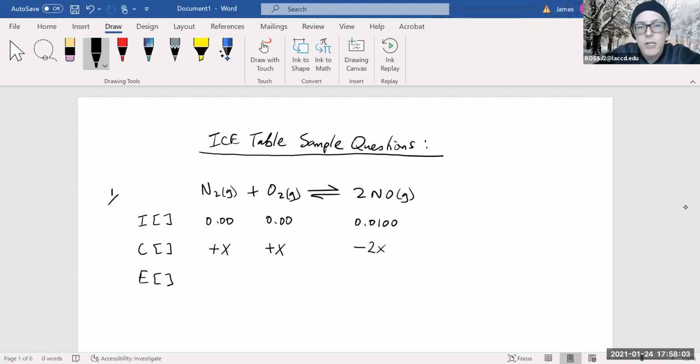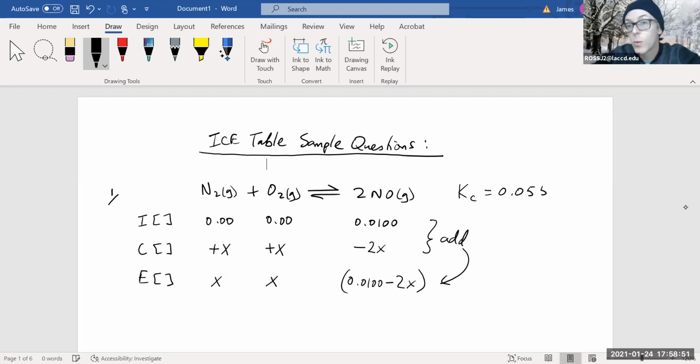The equilibrium concentration is the sum of the initial and the change. So I have 0 plus x, which is just x. 0 plus x is also x. And then 0.01 minus 2x is 0.01 minus 2x. So you essentially add these two to give that one. Okay. We're also given the equilibrium constant for this expression. So we're actually given Kc, which is 0.055. So that's what we were told.